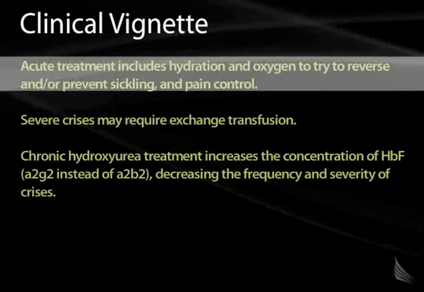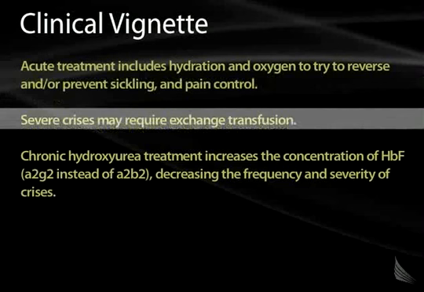How do we treat a patient that comes with an acute crisis like this patient did? Well, we hydrate them, we give them fluids, and we give them oxygen to try to reverse or prevent further sickling, and we try to control their pain. If the crises are especially severe, it may require exchange transfusion, in which we actually remove the patient's sickled blood and replace it with donor blood, which won't sickle.